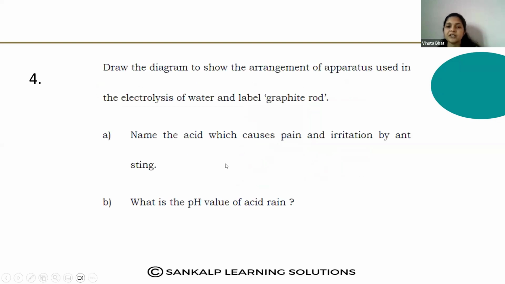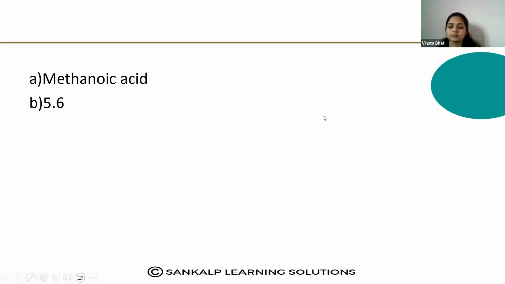Next question. Draw the diagram to show the arrangement of apparatus used in the electrolysis of water and label the graphite rod. Name the acid which causes the pain and irritation by ant sting and what is the pH of acid rain. So please draw the diagram, show the arrangement of the apparatus, electrolysis of water.